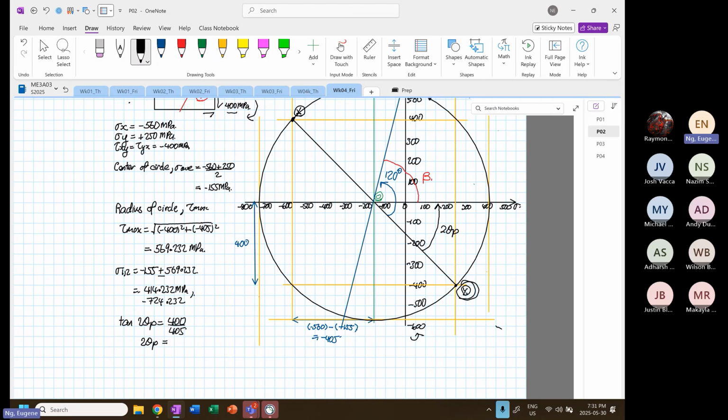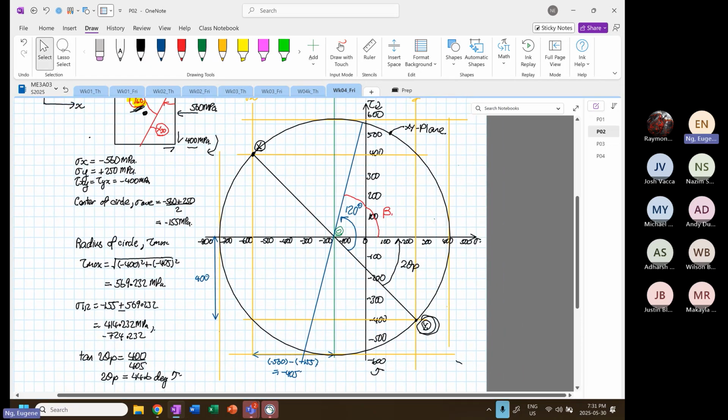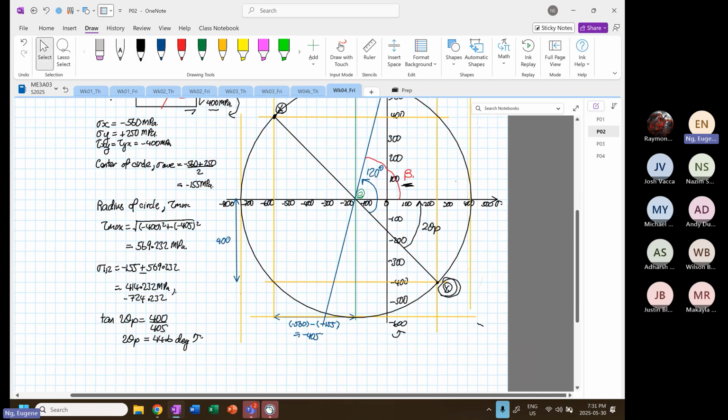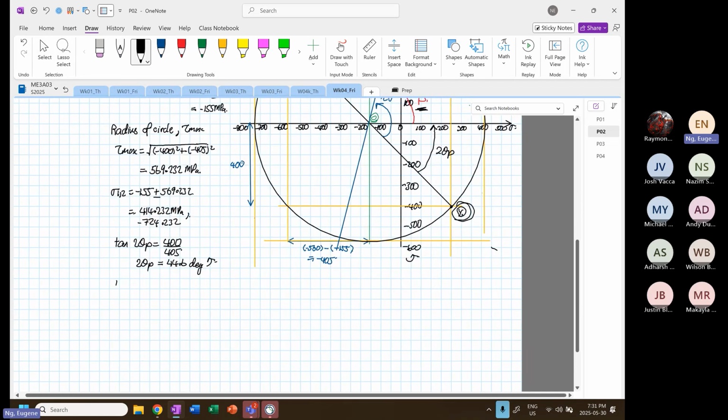400 divided by 5, inverse tangent, I have 44.6 degrees anti-clockwise. So this beta angle that we have to determine: beta will be equal to 120 minus 44.6, right? So 120 minus 44.6 is 75.4 degrees.